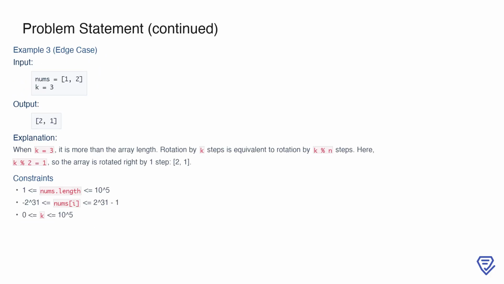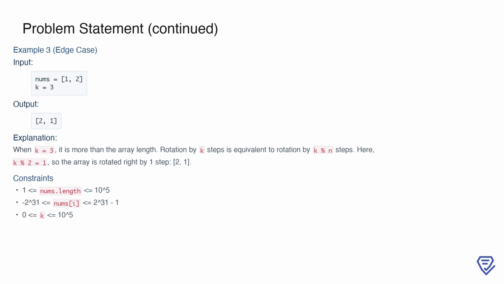Now, consider an edge case where nums is 1, 2, and k is 3. Here, the value of k is greater than the length of the array, which is 2. When this happens, rotating the array by k steps is equivalent to rotating it by k%n steps, where n is the length of the array. In this case, k%2 equals 1. So instead of rotating 3 times, we rotate the array by just 1 step to the right. After this single rotation, the array becomes 2, 1. This demonstrates how we handle situations where k exceeds the length of the array.